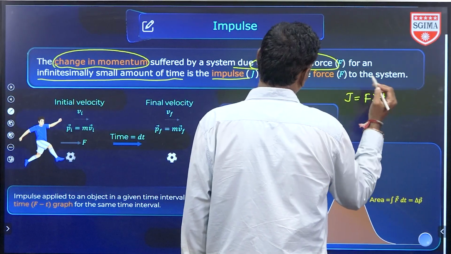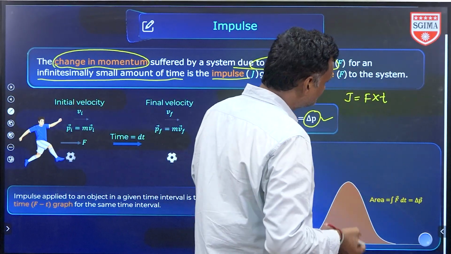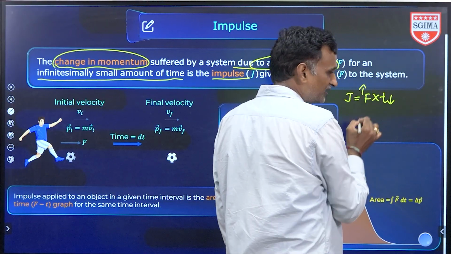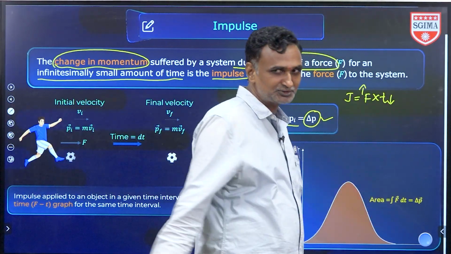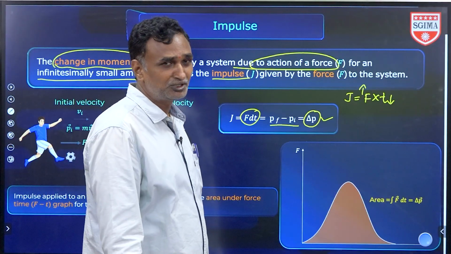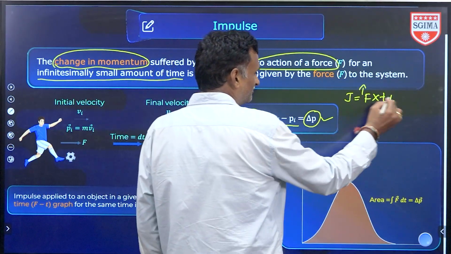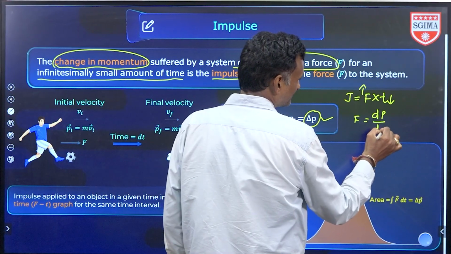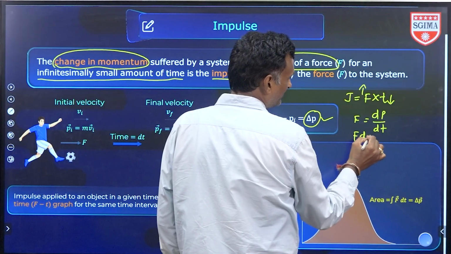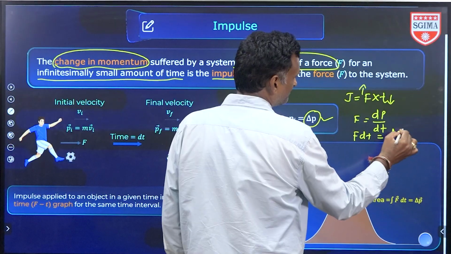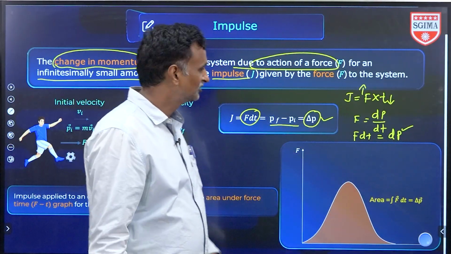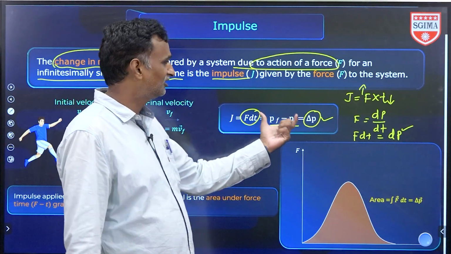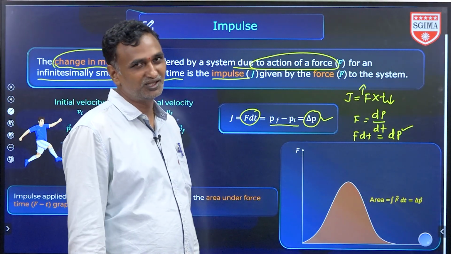F into t we can write, and you should understand here, if the time of contact is small, the magnitude of the force will be large, and vice versa is also possible. Now coming to the next part, F equals dP by dt from the second law. F into dt equals dP, that is the change in momentum. So we got the change in momentum. That's it. So this is also called the impulse momentum principle or theorem.